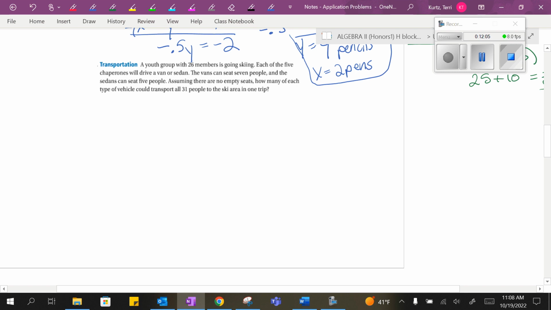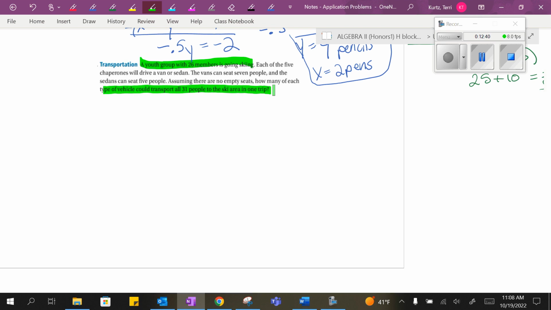So here we have a youth group of 26 members going skiing. Each of the 5 chaperones will drive a van or a sedan. A sedan just means like a regular car. The vans can seat 7 people, and the sedans can seat 5 people. Assuming there are no empty seats, how many of each type of vehicle could transport all 31 people to the ski area in one trip?